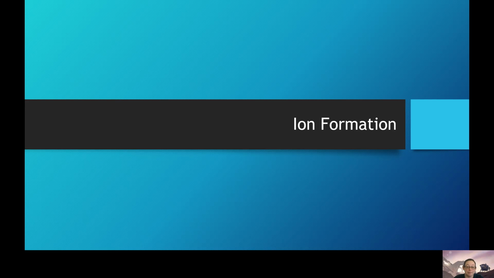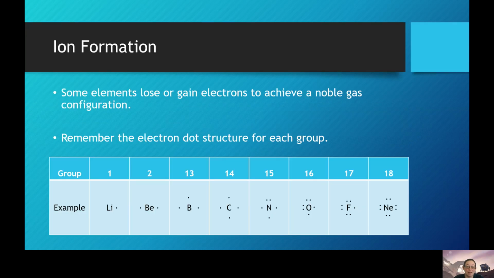Okay, so now we're going to go ahead and pick up with ion formation. Some elements will gain or lose electrons to achieve their noble gas configuration. So remember the electron dot structure for each group shown below.